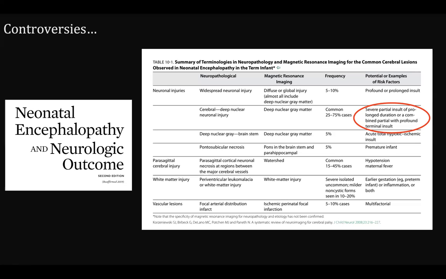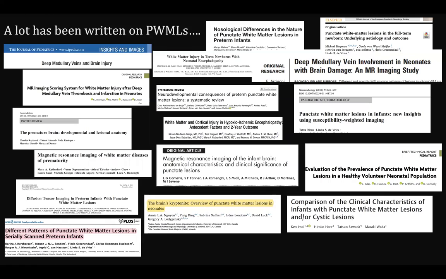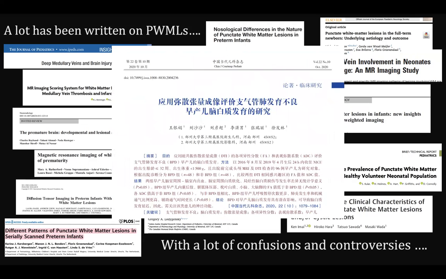But as far as the white matter abnormalities are concerned, when it comes to white matter injury, we can have periventricular leukomalacia, but also a milder non-cystic form, seen in 10 to 20% of the cases. And these are our punctate white matter lesions. If you look at the literature related to punctate white matter lesions, there are a lot of papers with some confusion, and the culmination of this confusion was when I found this paper here that was all in Chinese, I guess. So I'm not sure what it says, but I'm sure it's about punctate white matter lesion and DTI.